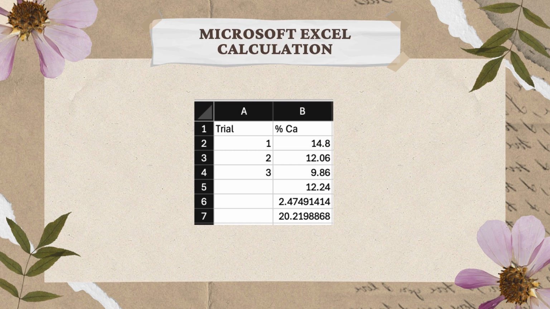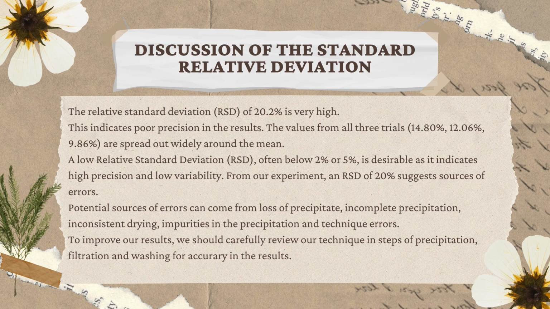Based on Microsoft Excel, we got the same amount as in the manual calculation, where B5 is the mean, B6 is the standard deviation, and B7 is the relative standard deviation. The RSD of 20.2% is very high. This indicates poor precision in the results. The values from all 3 trials are spread out widely around the mean.